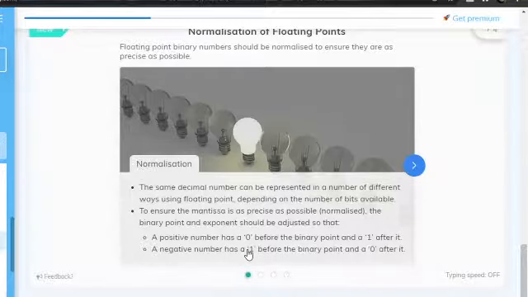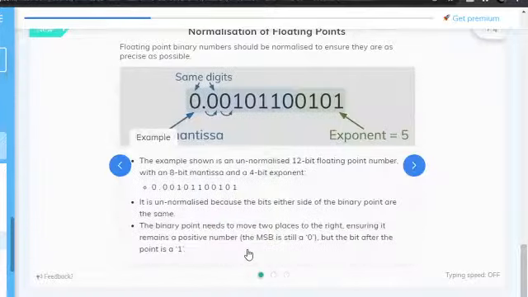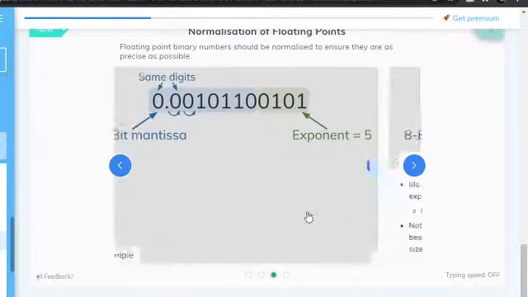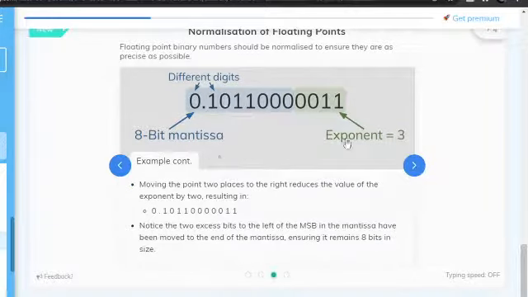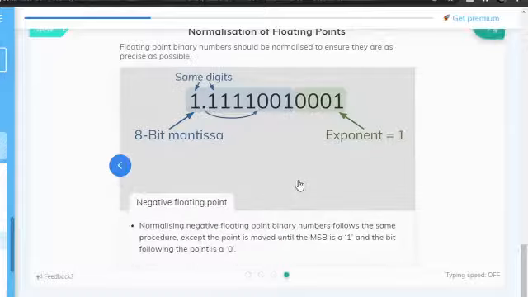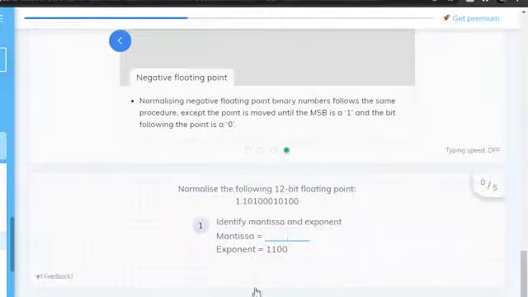So normalization is basically the simplest form of writing it. For example, here, this number would not be normalized. Normalization would be this point becoming here. And in this case, this is the normalized format. And this would not be normalized because of this not being a 0 and this is a negative number. So normalize the following 12-bit binary float. Identify the mantissa and the exponent.